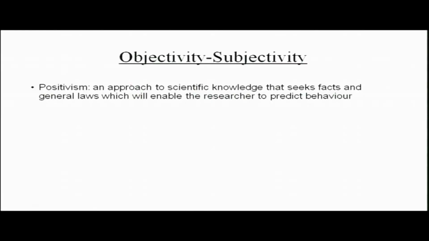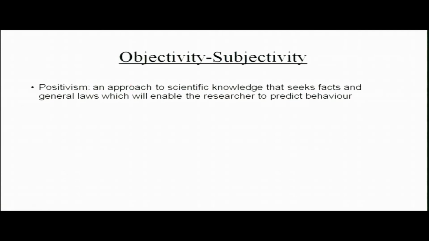So with this, I want to introduce you to some of the ideas, again going back to the understanding that there is a very important linkage between theory and methods, and to the question of why we need to know whether we will be adopting a qualitative approach or a quantitative approach. One of the starting points to understand the objectivity subjectivity debate is understanding the classic premise of positivism, which emerged as an approach to scientific knowledge that seeks facts and general laws which will enable the researcher to predict behavior.